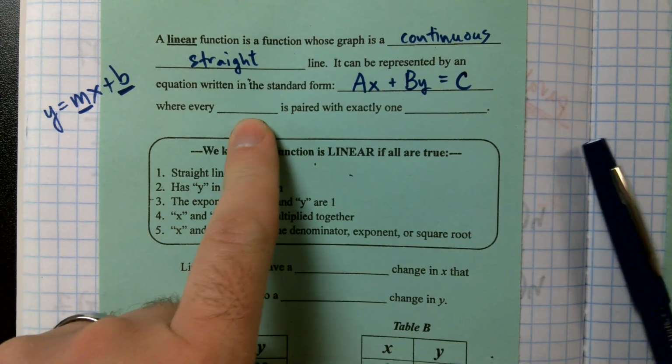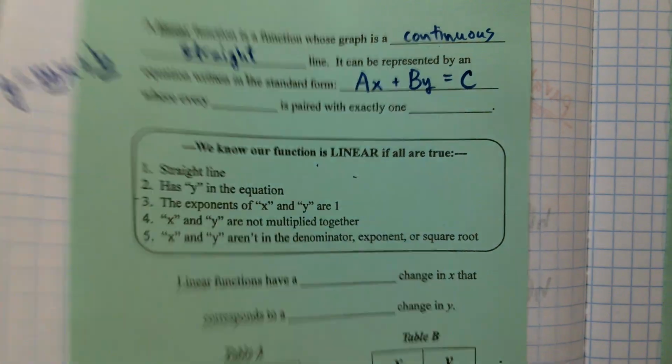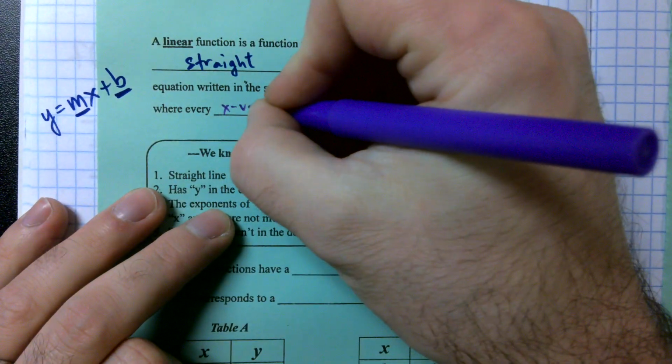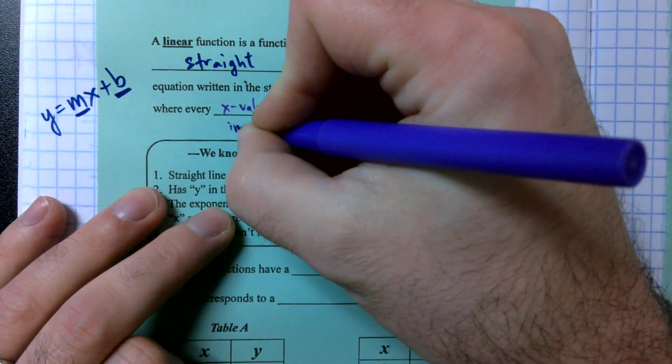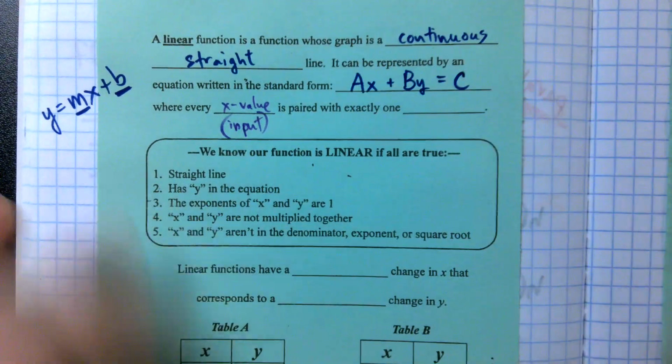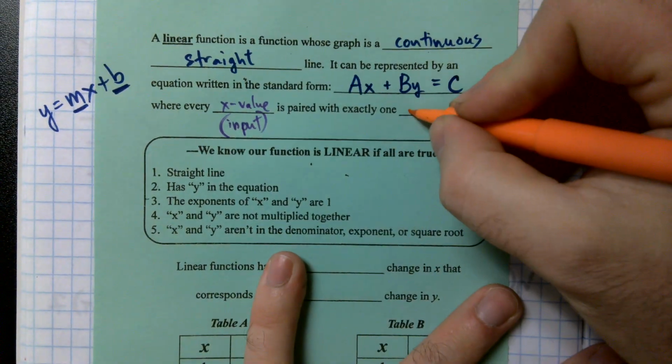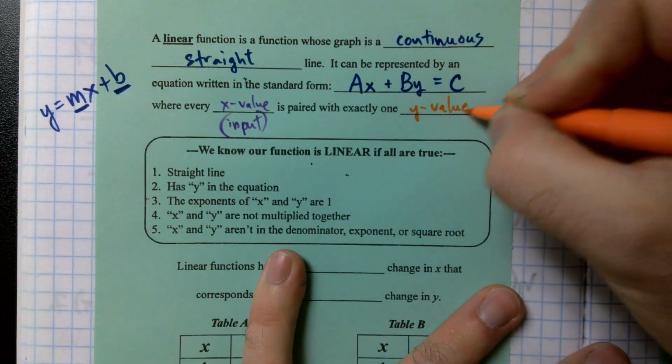Where every x value is paired with exactly one y value. This is what we talked about, my inputs. Every x value, or input, is paired with exactly one y value. What do we call our y values? Outputs.